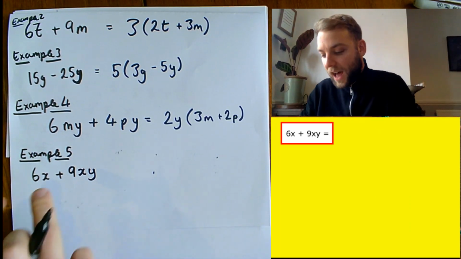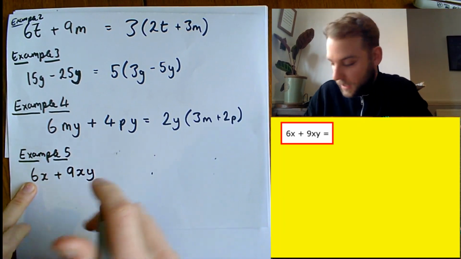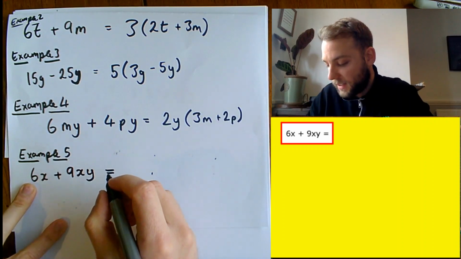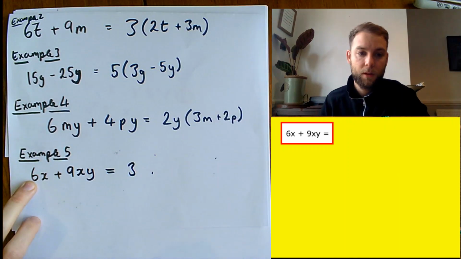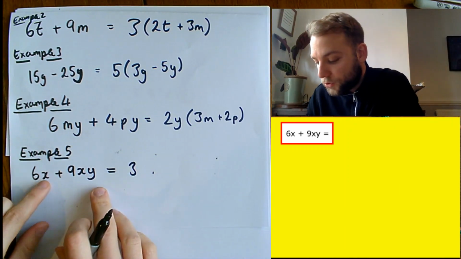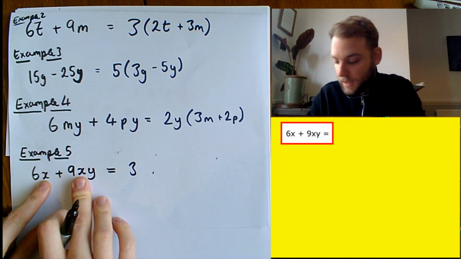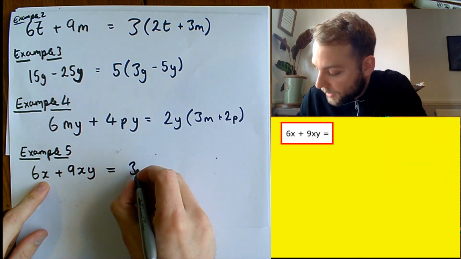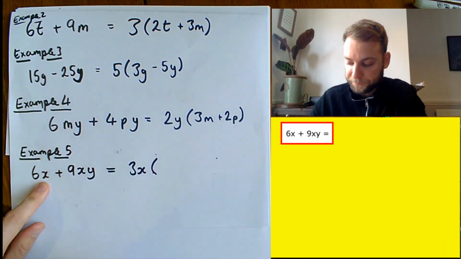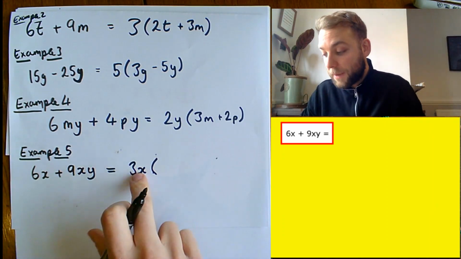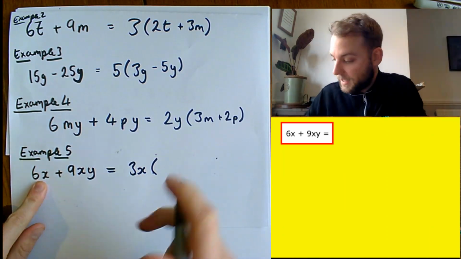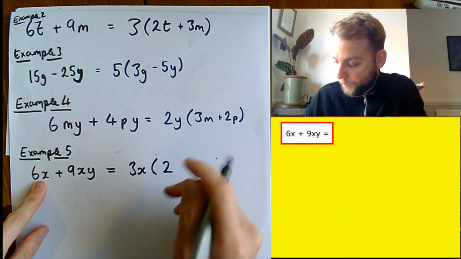So what's the highest common factor of 6 and 9? Well, the number that goes into both of those is going to be equal to 3. We notice as well that we've also got an x and an xy here. And x is in both of those, so x needs to go outside as well. So the question you've got to ask yourself now is, what do I need to times by 3x to get 6x? The answer is just 2.